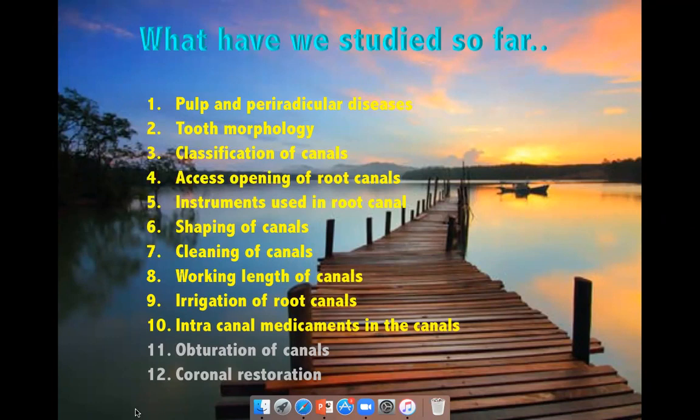And how do we shape the canals? Which instruments do we use? What are the basic objectives of cleaning the canals? The working length of the canals by radiographic means and by electronic apex locators, and the irrigation systems in which we use 6% chlorhexidine, 6% sodium hypochlorite and 2% chlorhexidine and 17% EDTA. All these are intracanal medicaments if you're using a multi-visit root canal treatment. Today, we can discuss obturation.